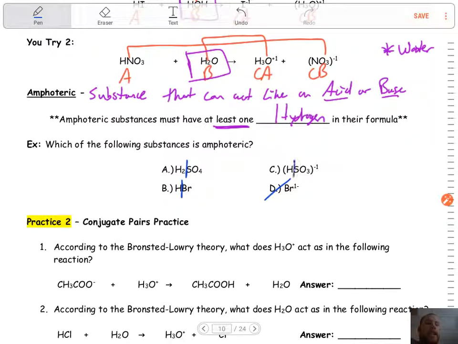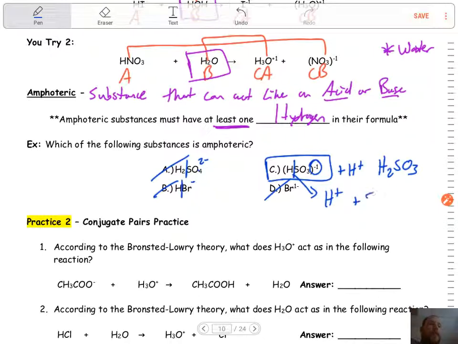Okay, if we were to split these all up, SO4 is a 2-. This one's already full because there's 2 hydrogens there. This one can't be amphoteric because it can't bring in any more hydrogens, any more protons. Same thing with HBr because Br is a -1, so it's full. C is going to be the correct answer. Why? Because look, there's a negative charge here. We could bring in another proton to this and it could become H2SO3. We could also lose a proton and become SO3 2-.